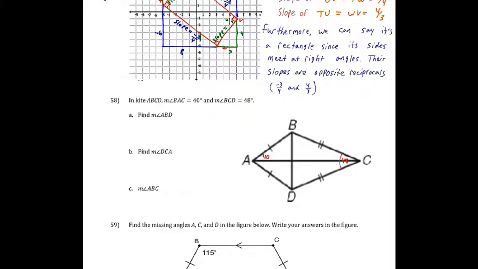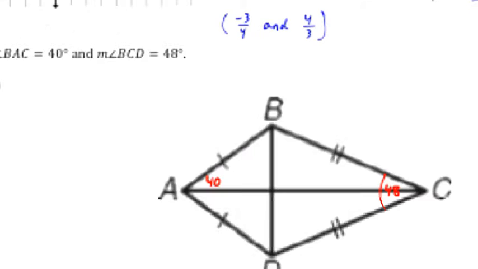We have a kite here, and it gives us a bit of information. The first thing it tells us is that this angle is 40 degrees. That's angle BAC. And then it tells us this whole angle over here is 48 degrees. Okay, so it tells us that. The other thing it tells us is that it's a kite.